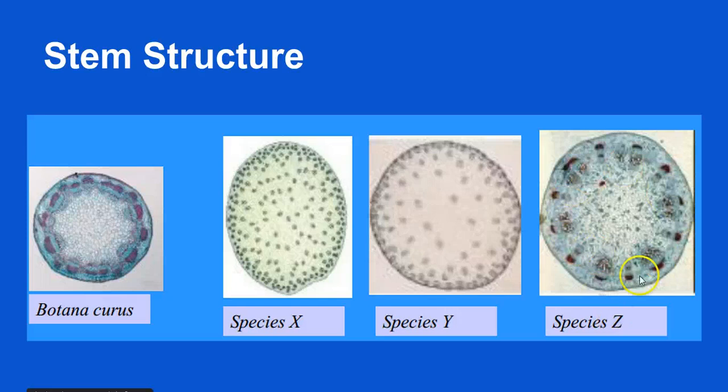Species Z is also aligned around the edges of the plant, but species X and Y are more scattered. They have a scattered arrangement. So the similarity is that Species Z has a very similar vascular bundle arrangement to Botanicurus. Species X and Y are scattered, they're not so similar to Botanicurus.